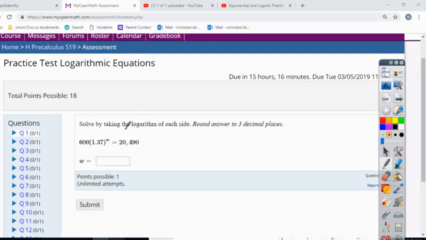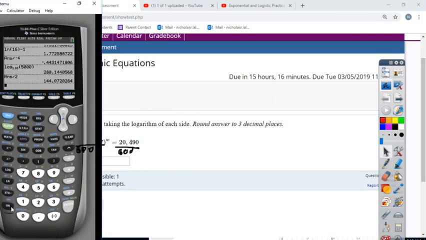Alright, so the first problem is solve by taking the logarithm of each side, round to 3 decimal places. So what I do is I divide each side by 600, because I need to isolate my term. I'm going to use my calculator, because sometimes it's just more efficient to do division problems in the calculator. So I'm going to input 20,490 divided by 600. Alright, and when I do 20,490 divided by 600, that is 34.15.